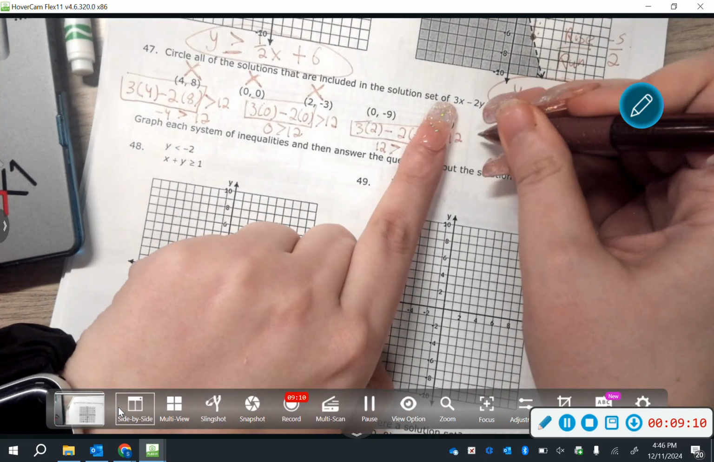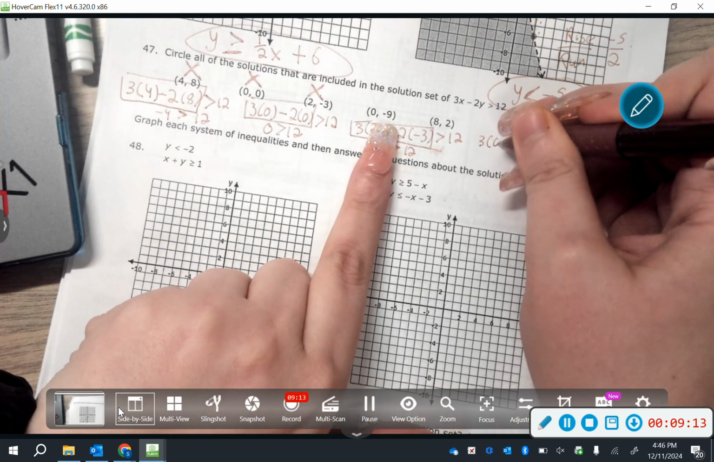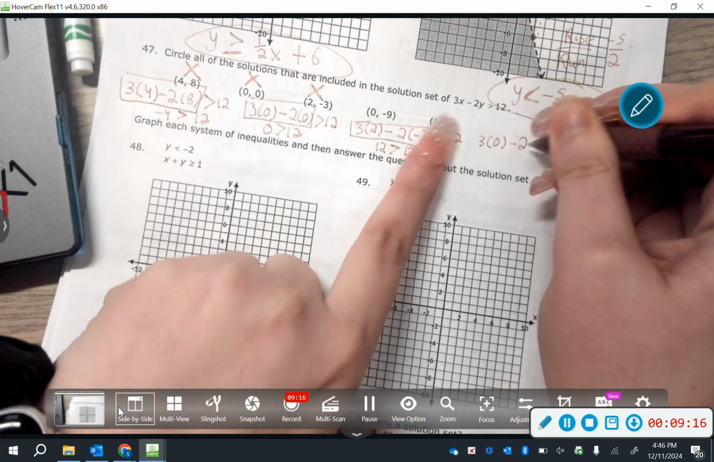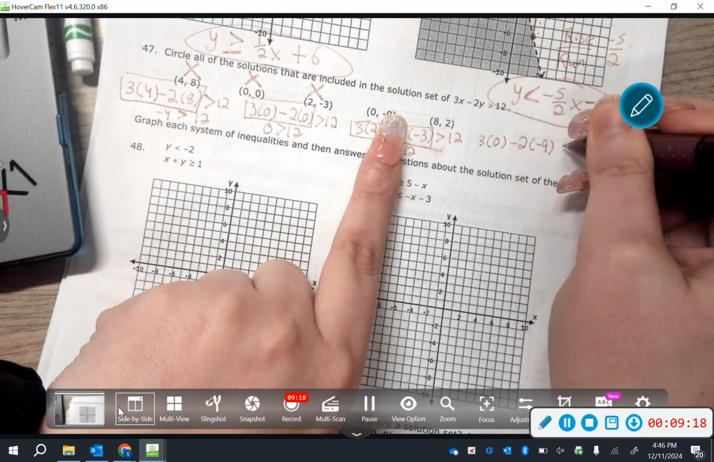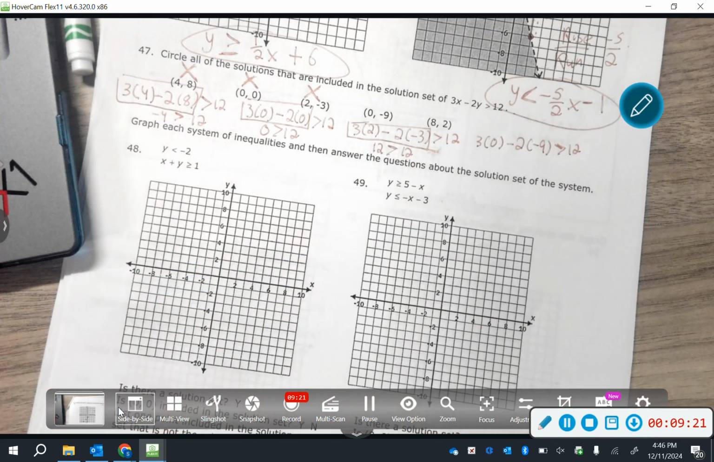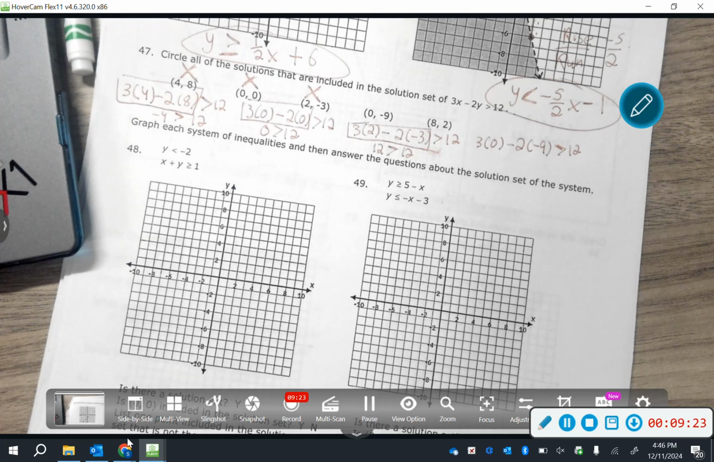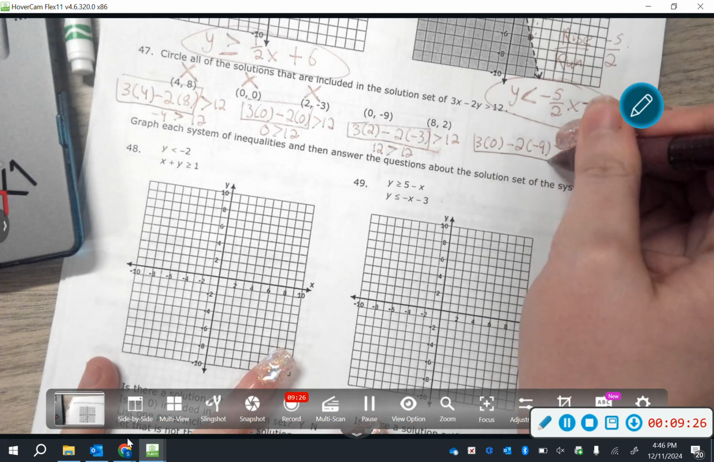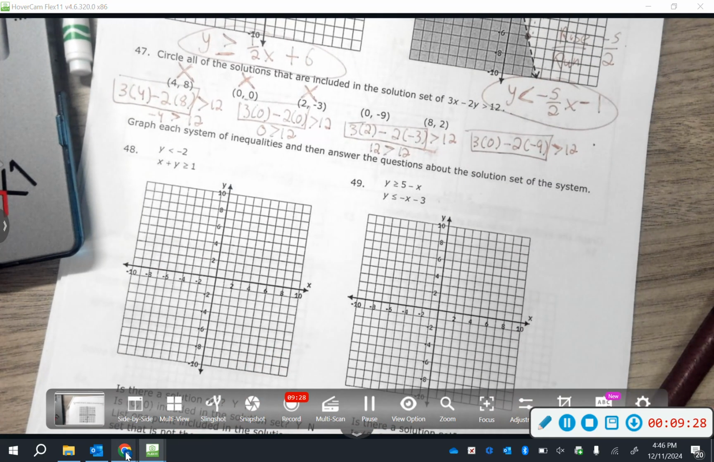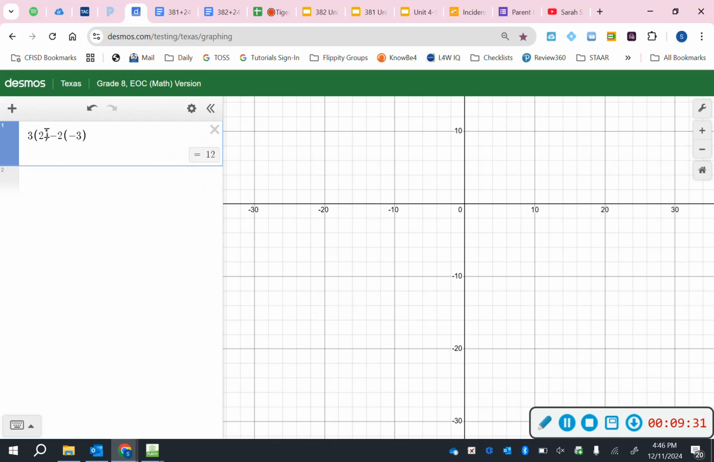Now the same thing with the next one. Starting with our equation. So 3, instead of x, I'm going to put 0. Minus 2, instead of y, I'm going to put -9 is greater than 12. And see if I get a true statement. So now I'm going to plug in this part, see what I get. So it's going to be 3 parentheses 0 minus 2 parentheses -9. I get 18 is greater than 12. Is 18 greater than 12? Yes, so that one works.